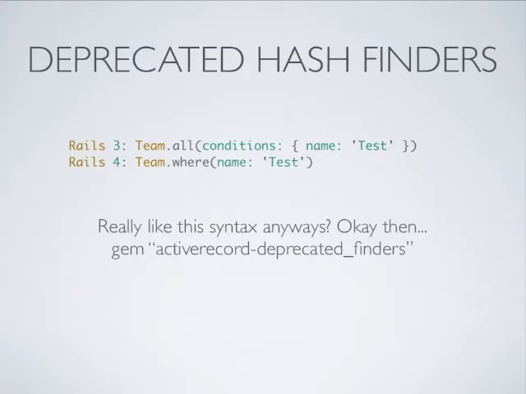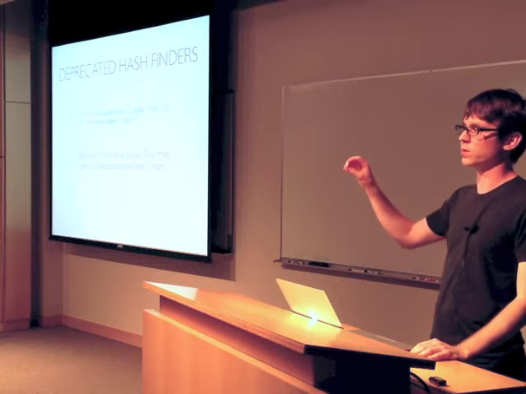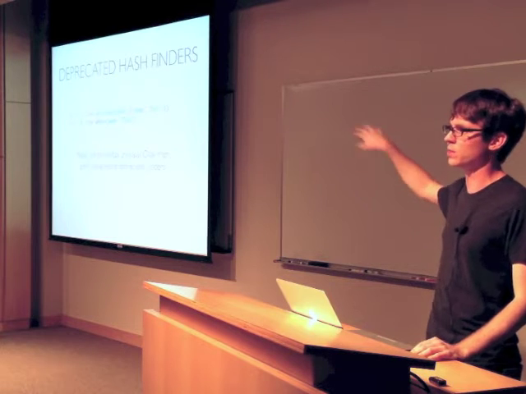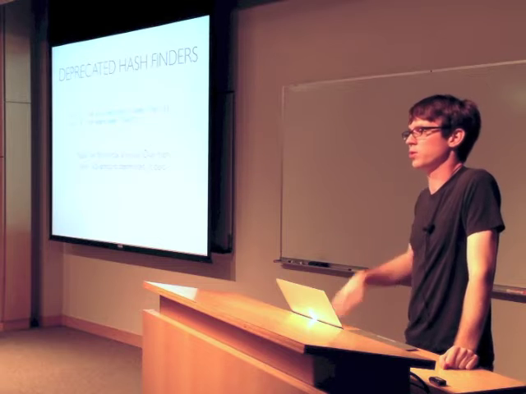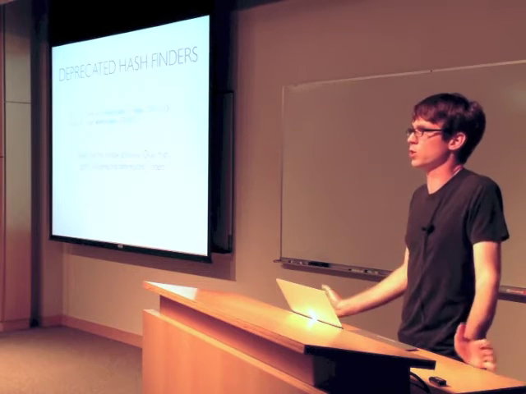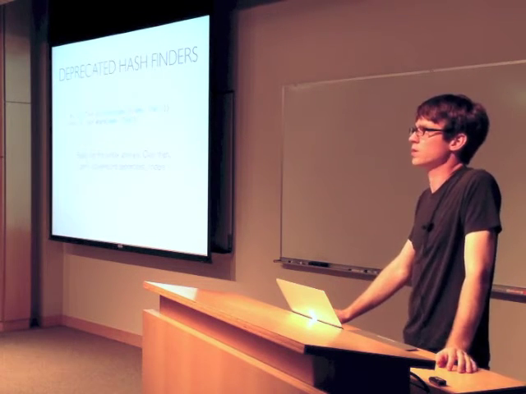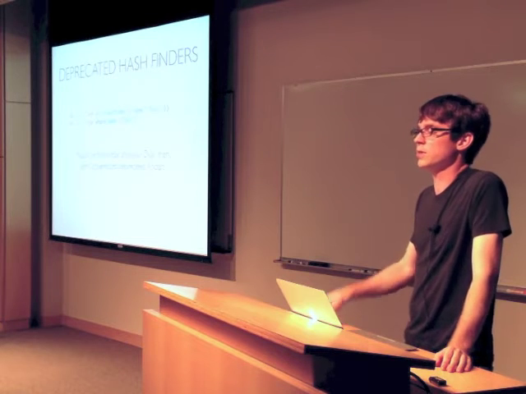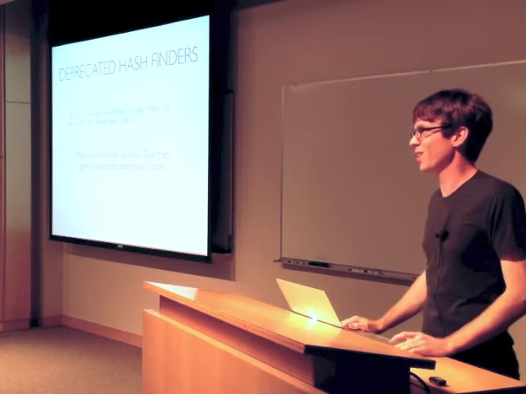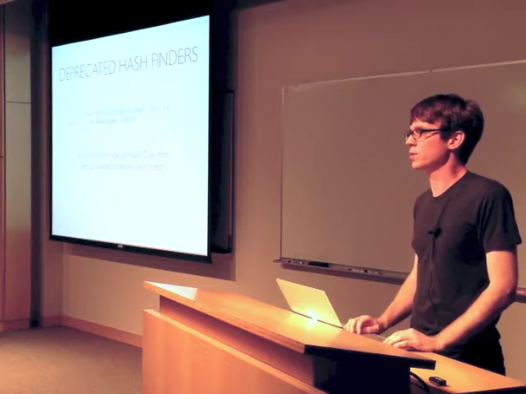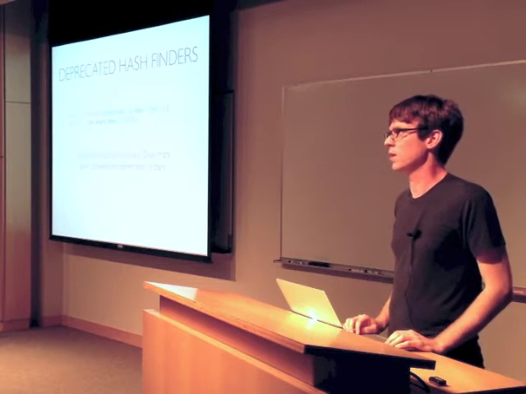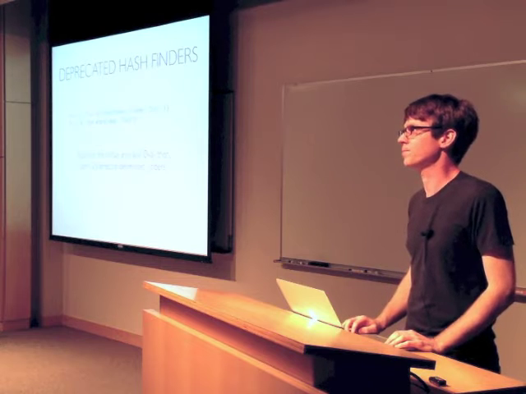Okay, so similar thing with hash finders, using .all or .scoped with a hash of conditions, count, limit, whatever else. That's been deprecated. They're trying to encourage you to use the arrow syntax, which is much cleaner, much more concise anyways. If for some reason you really want to use hash finders, you can include this gem, active record deprecated finders, that will hold you over to converting it.